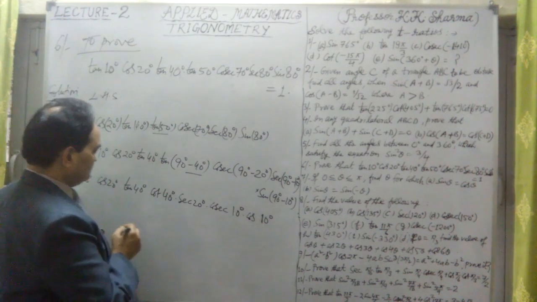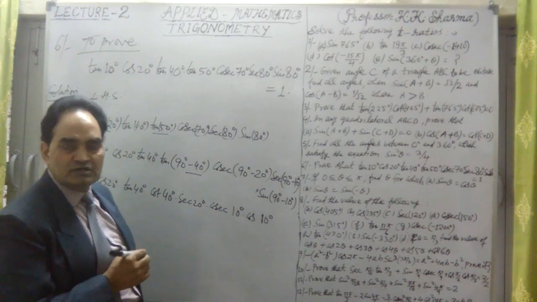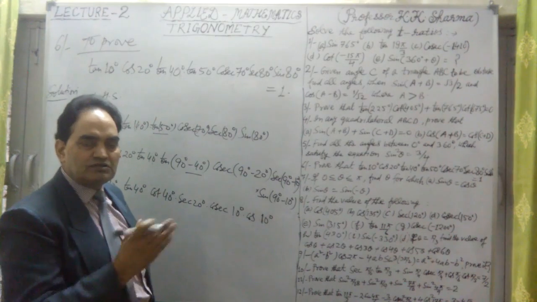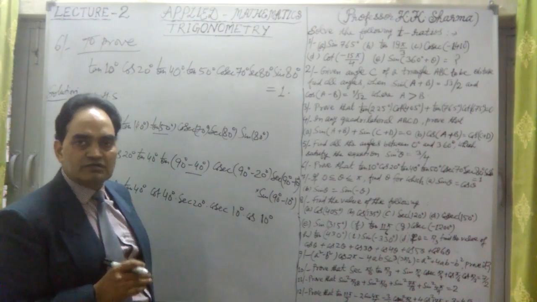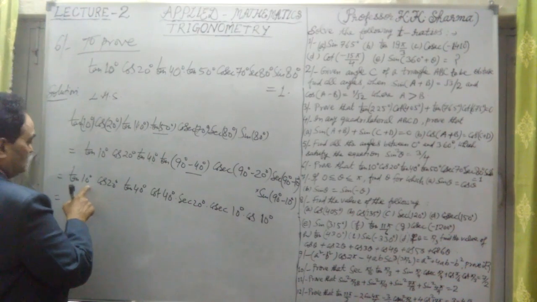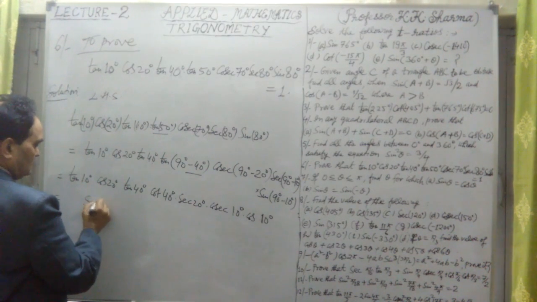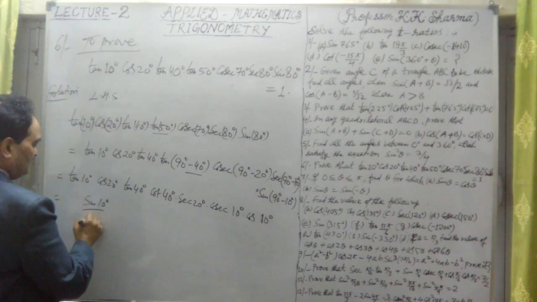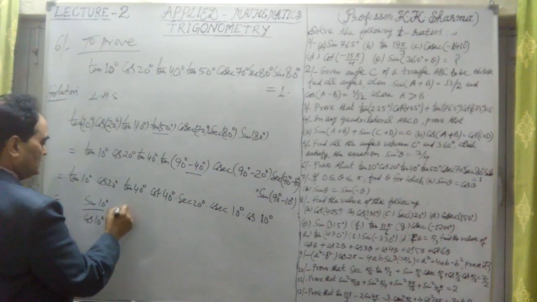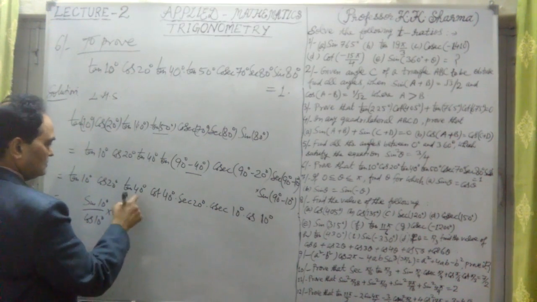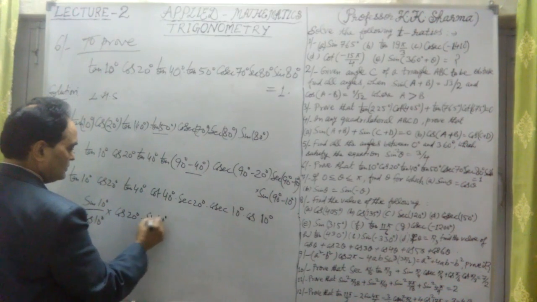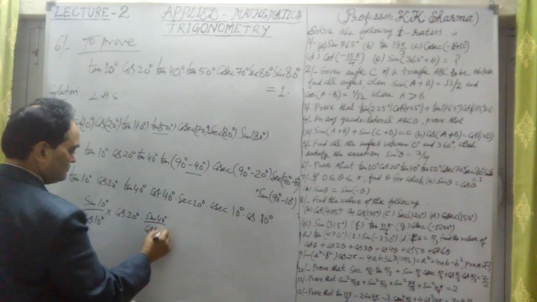Okay, and the second point is that if I convert all the ratios into sine and cos, then it will be cancelled out. Now let me convert them into sine cos. Tan 10 degree is sine 10 degree upon cos 10 degree, into cos 20 degree as it is. Let me write tan 40 degrees as sine 40 degree upon cos 40 degree.